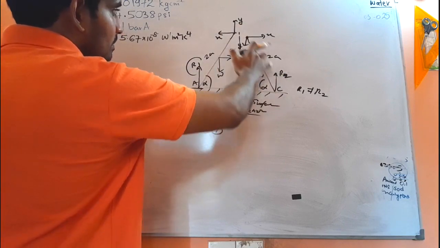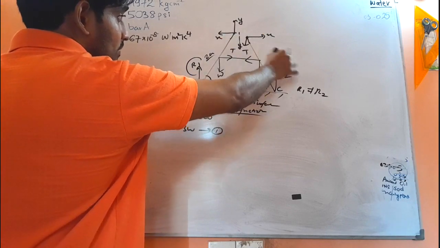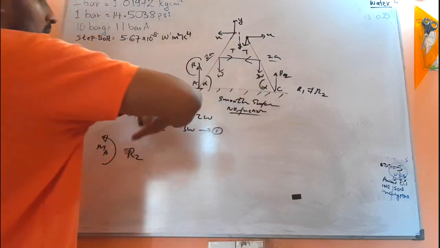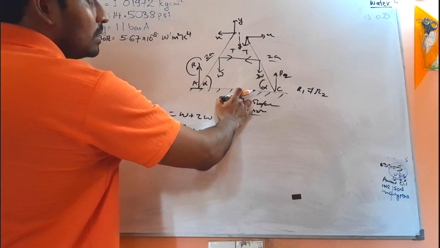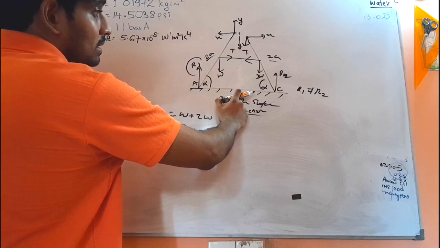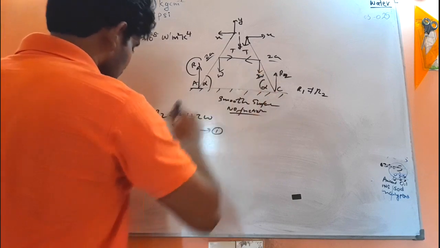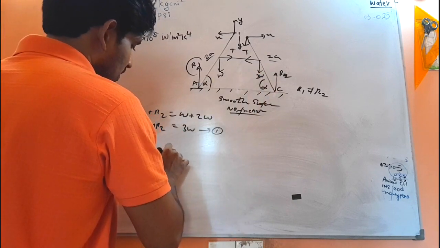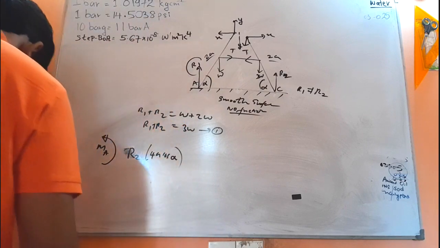The length up to here will be 2A cos alpha, and then the length up to here will be again 2A cos alpha. That means 4A cos alpha in total. Agree?